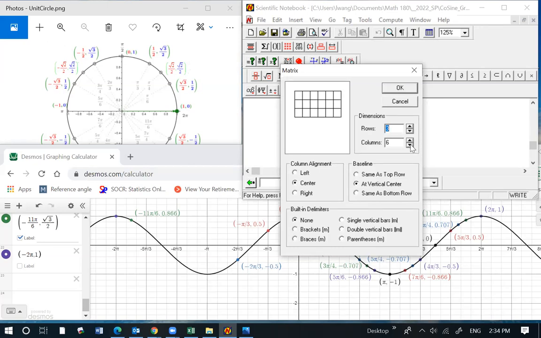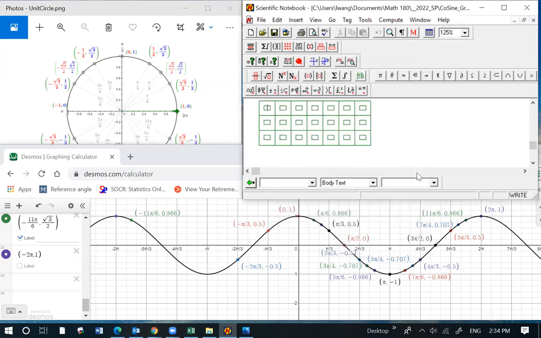Horizontal seems to be better, because we can use the space more efficiently. You see negative pi over 3 and pi over 3: these inputs are opposite and the outputs are the same. Negative 2 pi over 3 and positive 2 pi over 3, the output is the same, negative 0.5, right?